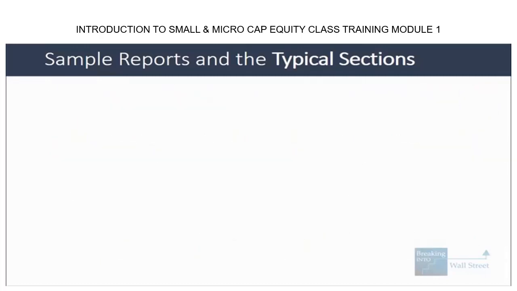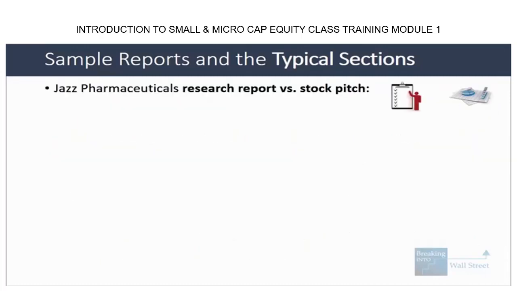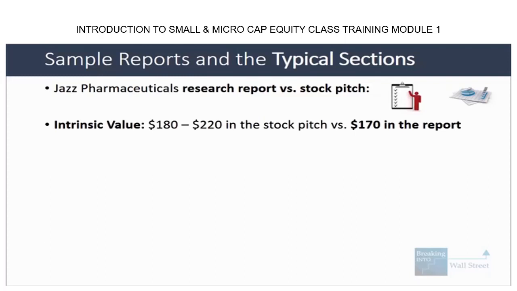To sum things up, here's what I would say overall. If you look at the Jazz Pharmaceuticals research report versus the stock pitch, the key differences are as follows. We give an intrinsic value of $180 to $220 per share in the stock pitch, whereas it's only around $170 in the report, and actually lower than that if you look at some of the other cases. So in the report, we're much closer to the company's share price at the time we created it. In the stock pitch, we are much further off, and we have much more extreme views about the company.